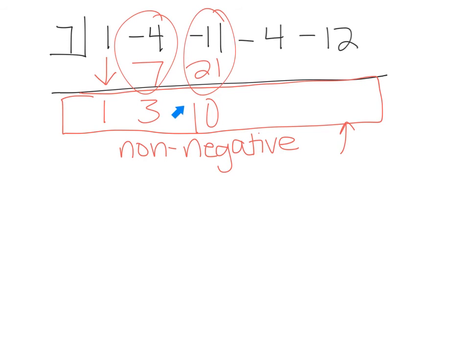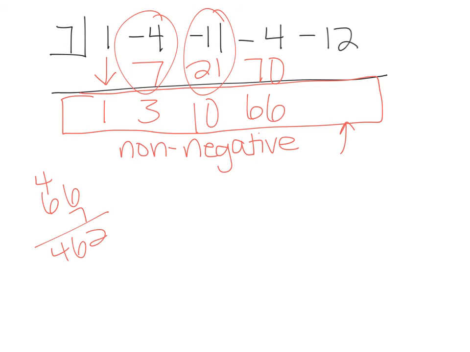And when I multiply 10 times 7, I get 70. And 70 minus 4 is 66. And when I multiply 66 times 7, 66 times 7 is going to give me 462. So if I get 462 here and I add that with negative 12, that gives me a remainder of 450.